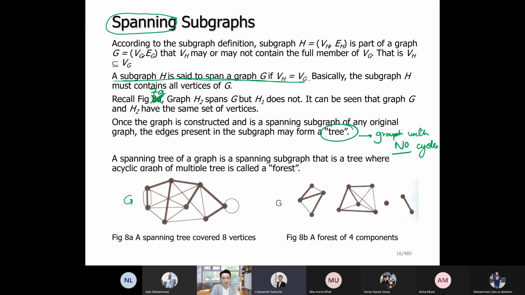A spanning tree of a graph is a spanning subgraph that is a tree, whereas an acyclic graph of multiple trees is called a forest. So we have this one: these 8 nodes, 8 vertices, and all 8 nodes are connected together into something called a component.